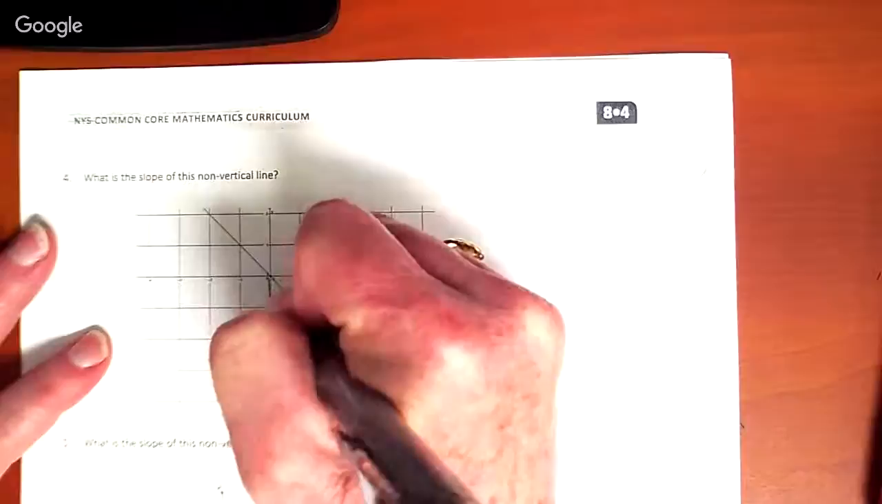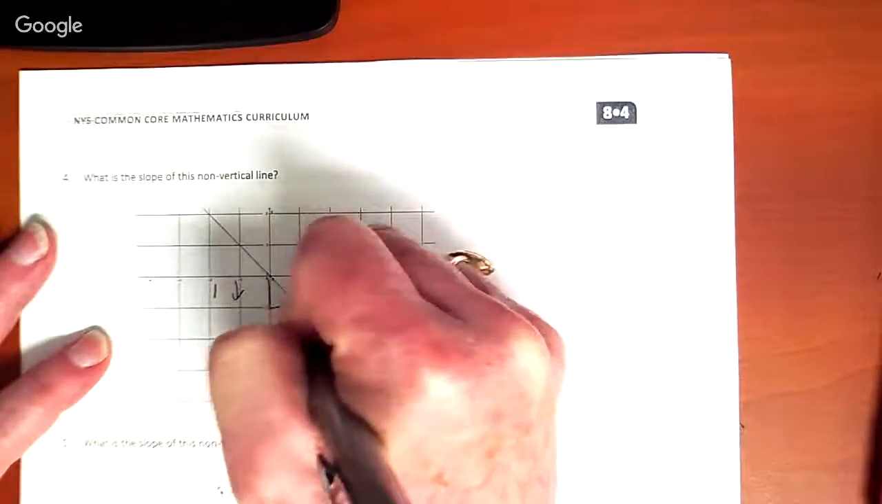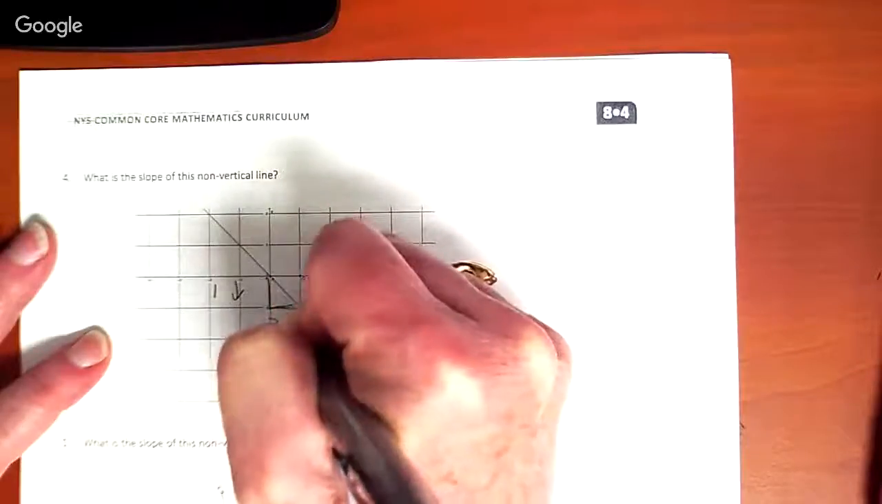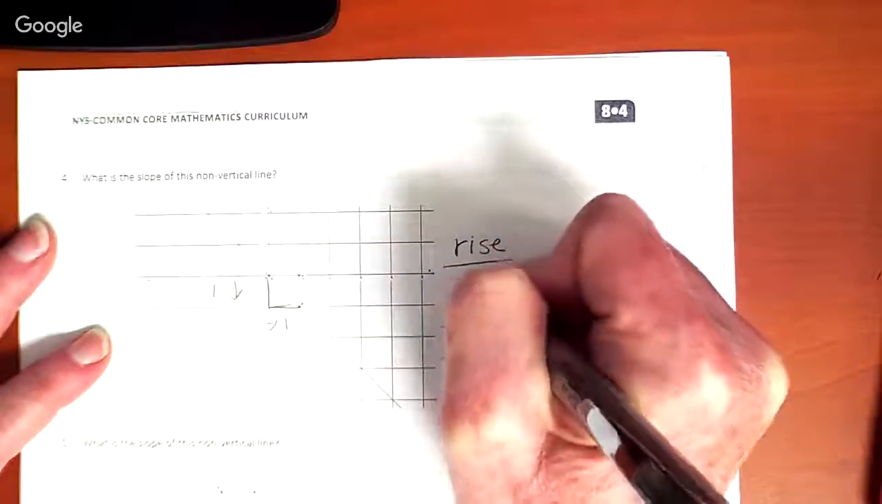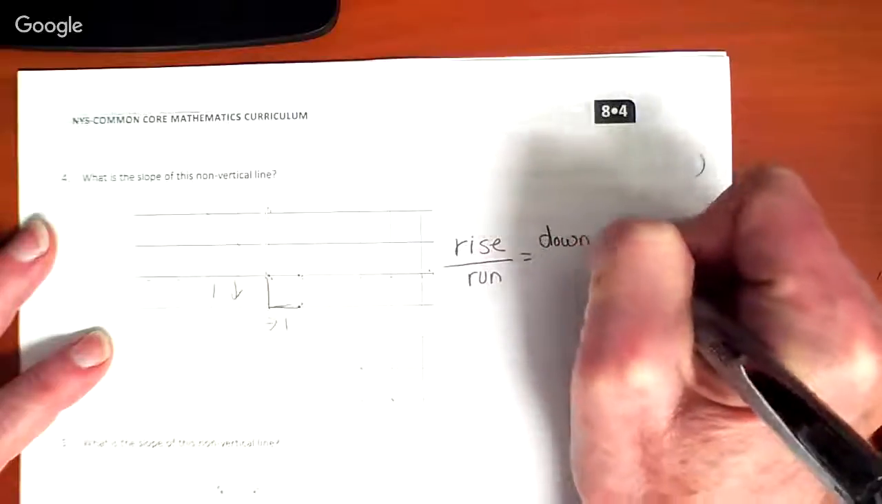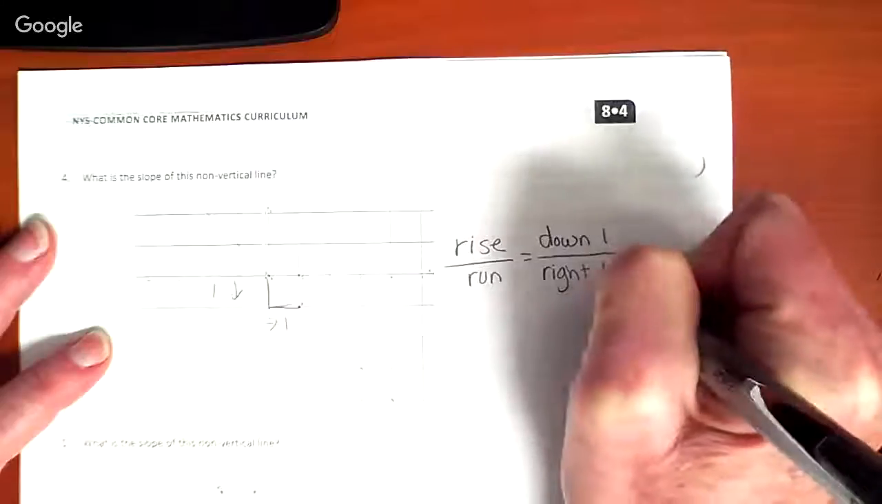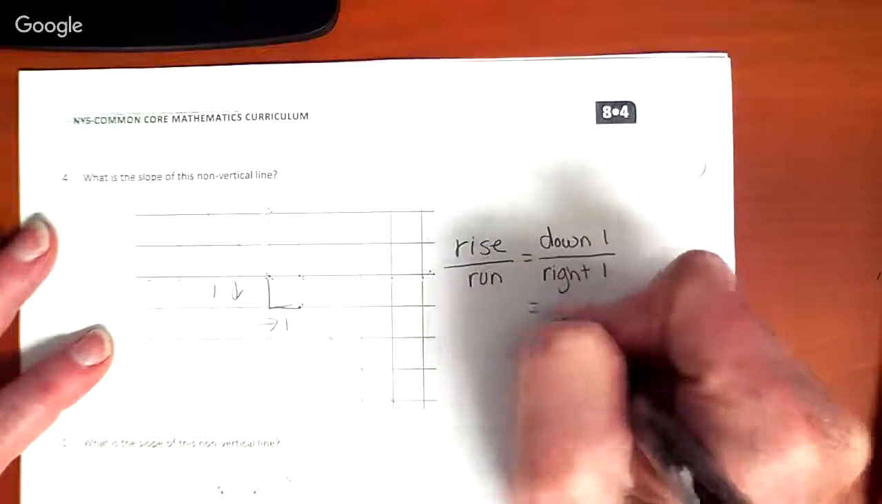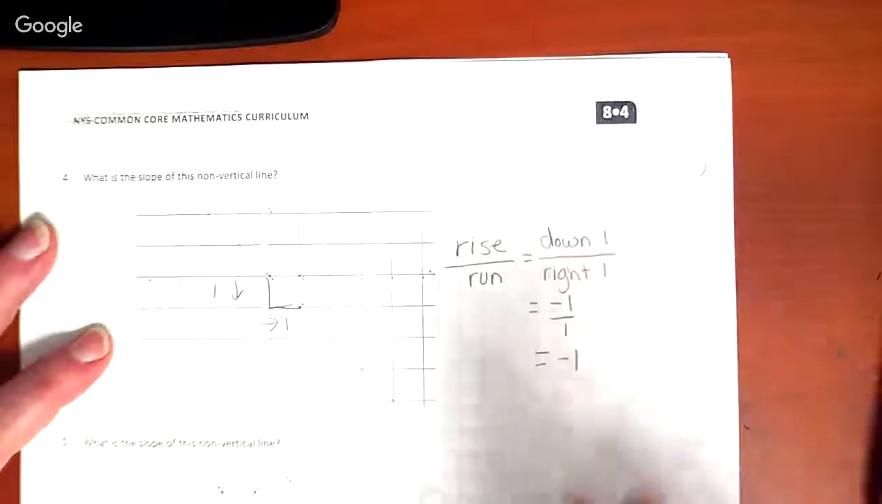What is the slope of this non-vertical line? Here we are going to go down 1 and to the right 1. So rise over run, which means we're going to go down 1, to the right 1, which means it's negative 1 over 1, which is negative 1.